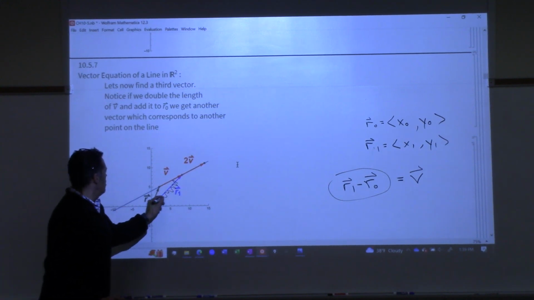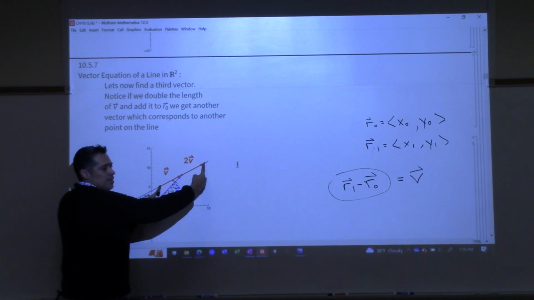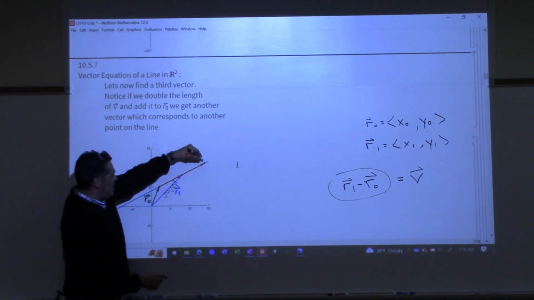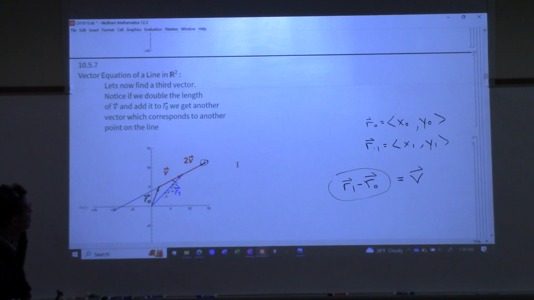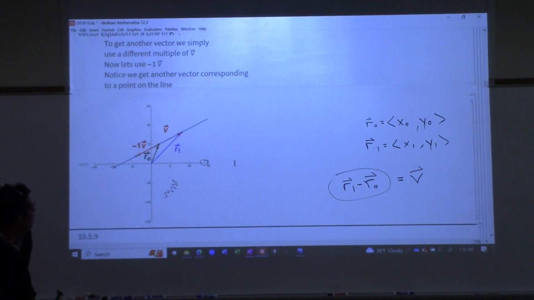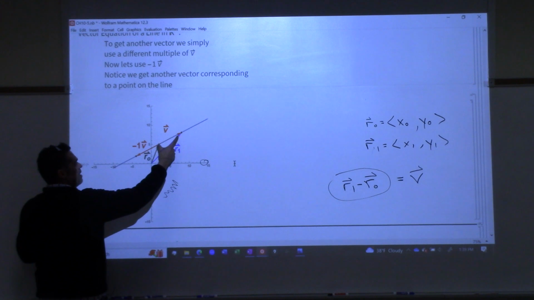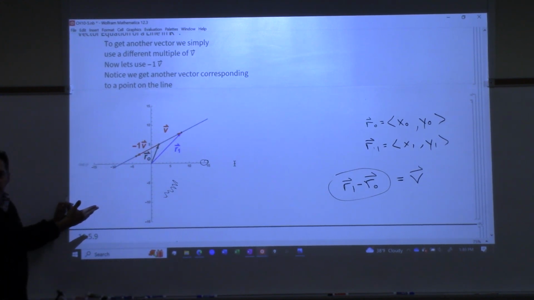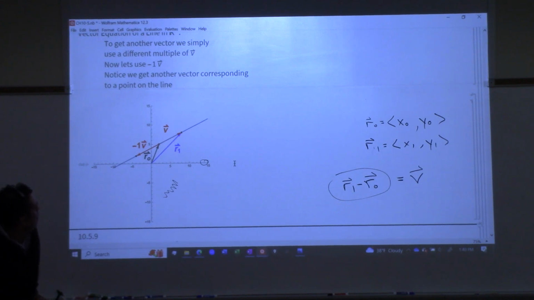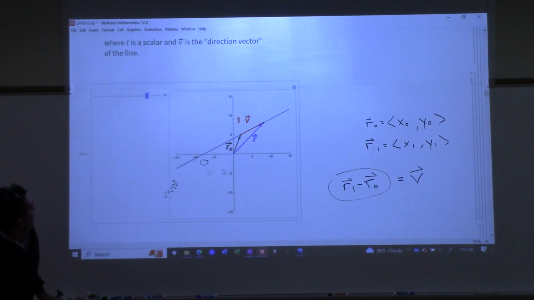But forget R1, what if I do R0 plus 2 V's? So I scale the V by 2. Won't I be out here at a point right here? And that would be a third point on the line, wouldn't it? But I could have scaled it by another number. I could have taken that V and multiplied it by -1. It would have put me over here. That would have given me another point on the line. Or I could have done any scalar multiple of V plus that R0, and I will land anywhere on that line, won't I?